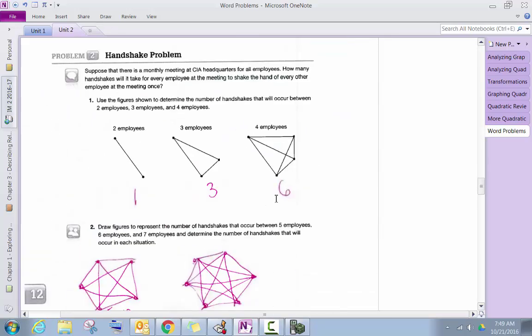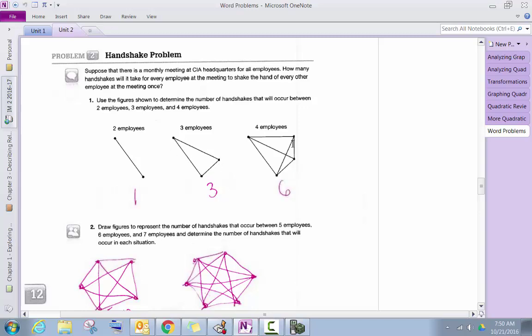Now we're going to look at the same thing, but now we're going to have a slightly different problem. So the handshake problem. The idea is that every employee shakes everybody else's hands. So if there's 2 employees, they shake hands, and there's only one handshake. If there's 3 employees, represented by the 3 dots, we connect them. This person will shake with this, and this will shake with this, and then these 2 will shake. So you're just connecting all the dots that you can.